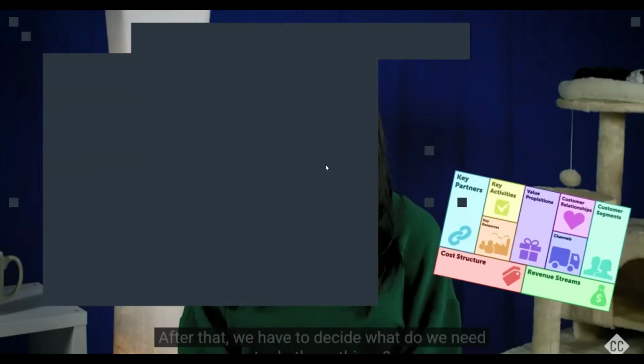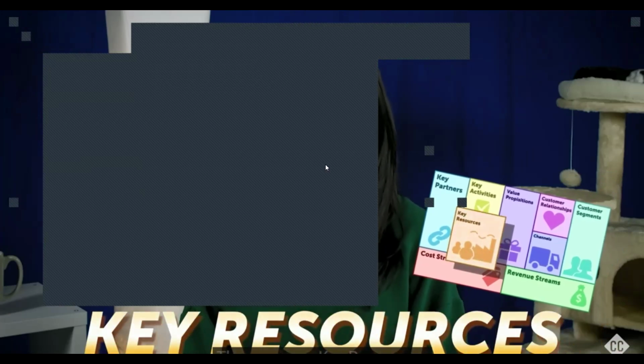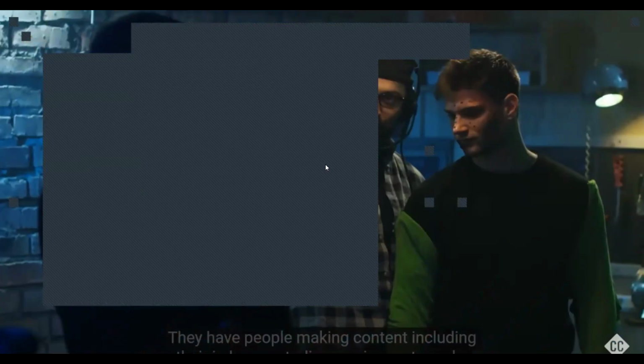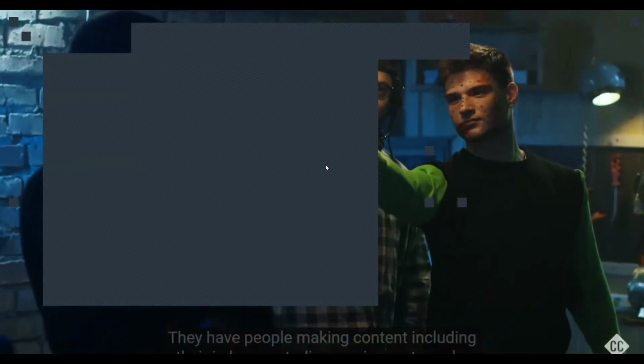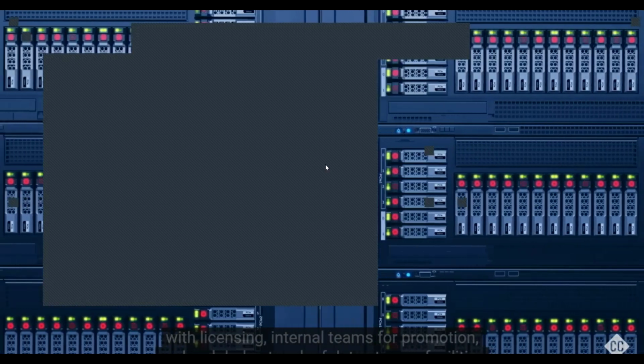After that, we have to decide what do we need to do those things. These are our key resources. Netflix relies on so many resources to keep their massive wheels turning. They have people making content, including their in-house studios, engineers to make sure their website and apps work, customer service to troubleshoot, attorneys to deal with licensing, internal teams for promotion, and a global network of data storage facilities.